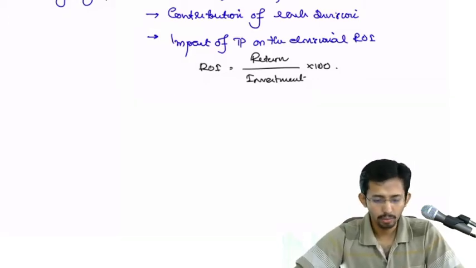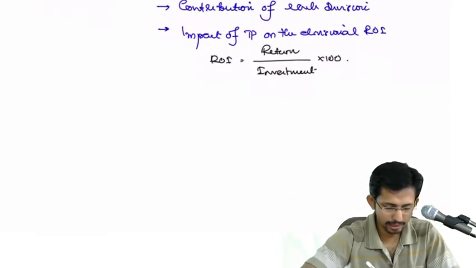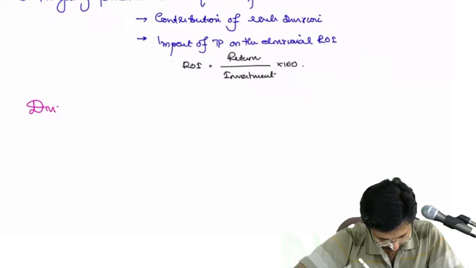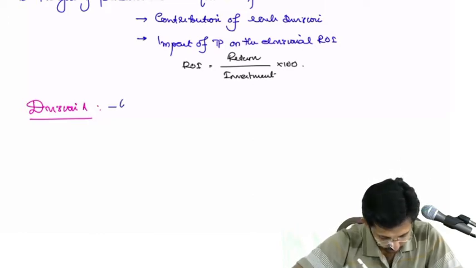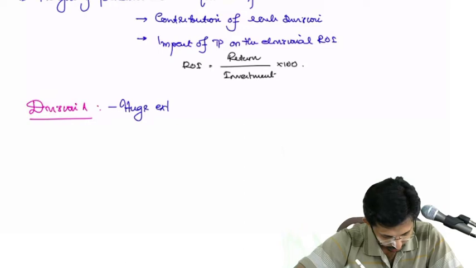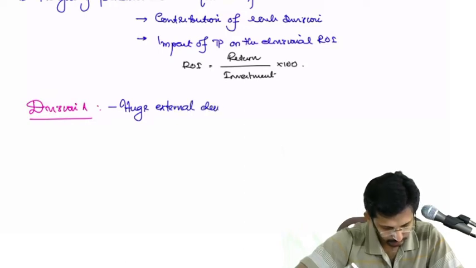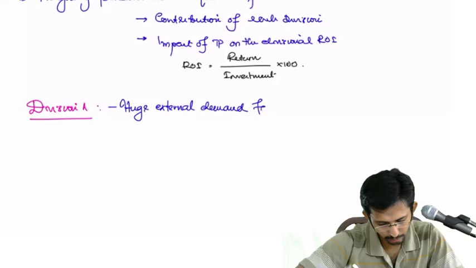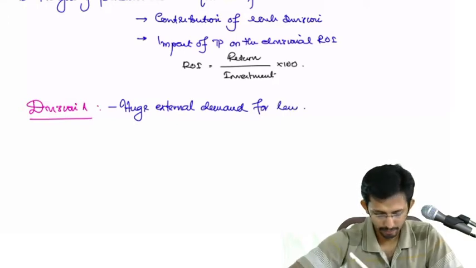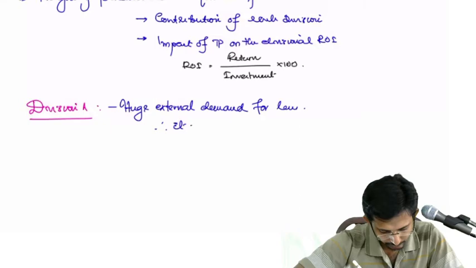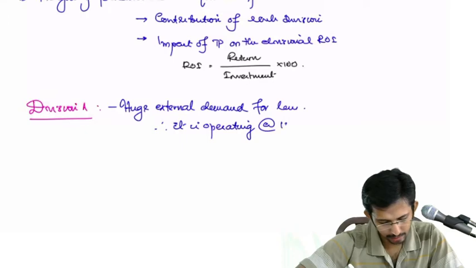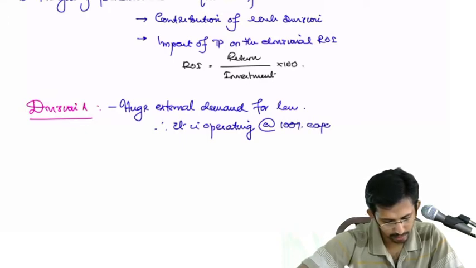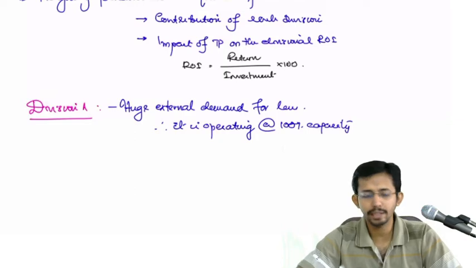Right. Now how to do that? Let's take Division A first. What is the peculiarity of Division A? They say that Division A has huge external demand for its product, for its lens, and therefore it is operating at 100% capacity. So what is the inference you can take here?